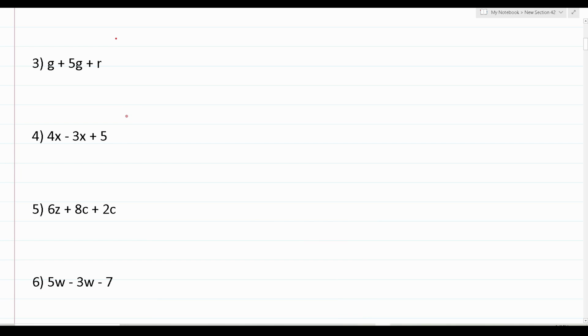All right, so if we take a look at number 3, it says g plus 5g plus r. Let me just stress this, and I'm going to rewrite this over here so it's more clear. Whenever the coefficient's not expressed in front of a variable, it's implied that it's 1. So you can regard this as 1g plus 5g plus 1r. Again, typically that 1 is not expressed. As a matter of fact, when we simplify this one, we're going to get rid of it.